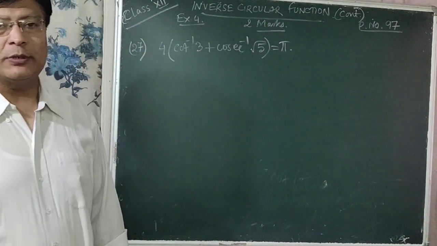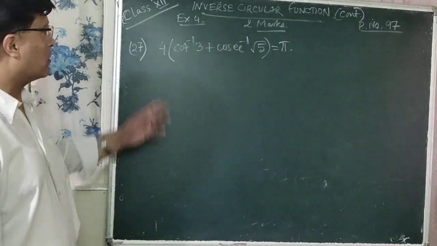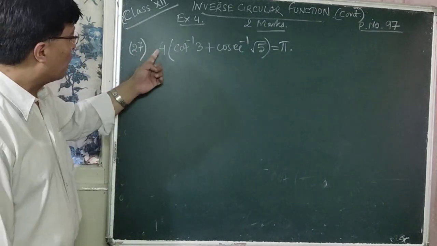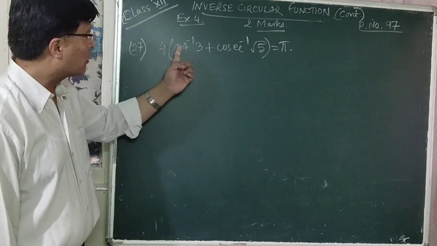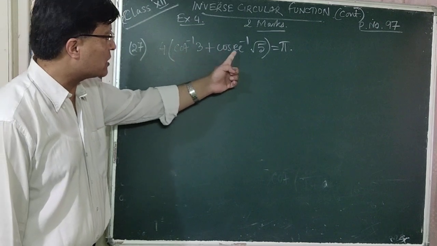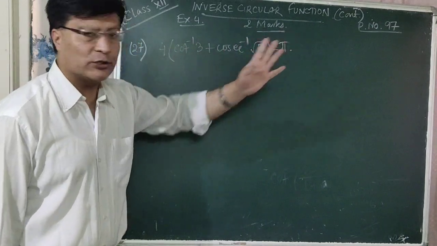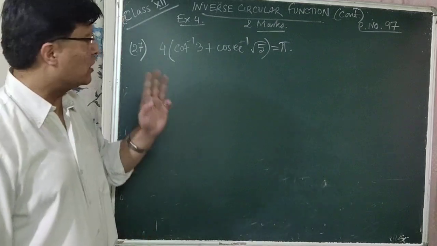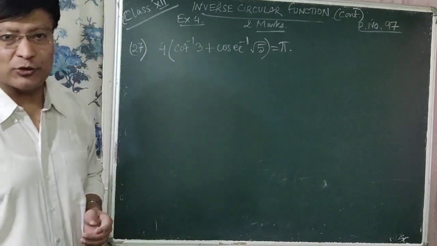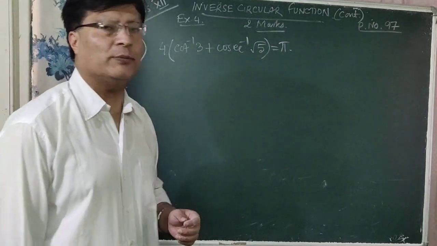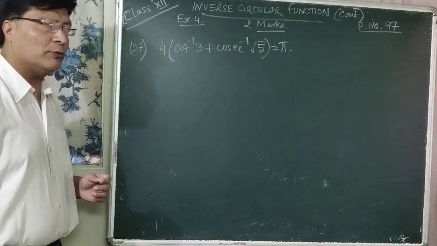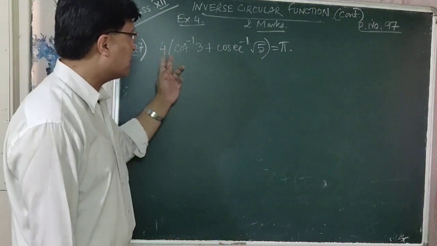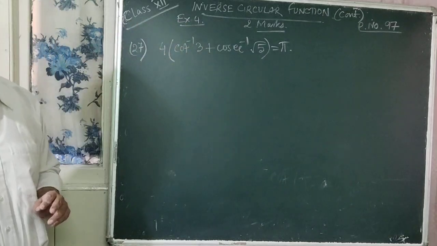So now let's do number 27. Here also you have to prove that 4 into within bracket cot inverse 3 plus cosec inverse root 5 bracket close is equal to pi. So this type of question you may get in HS also. Okay, so this is also important question. So now in this case you have to prove this left hand side is equal to pi.